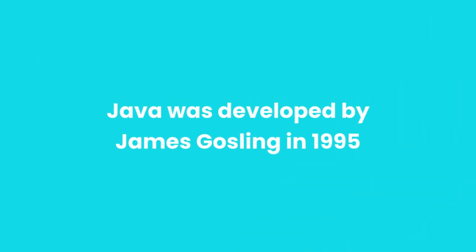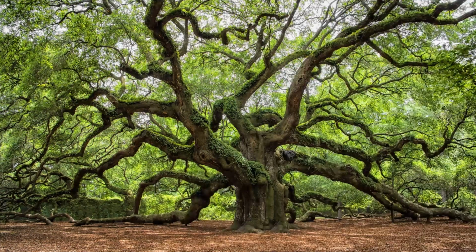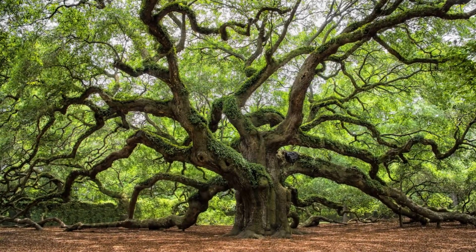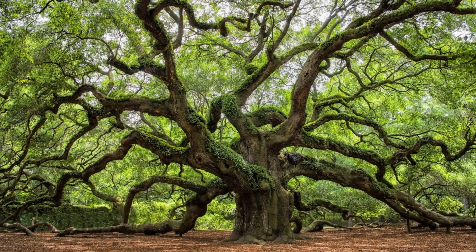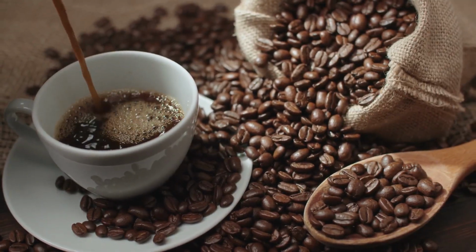Java was developed by James Gosling in 1995 at Sun Microsystems, which was later acquired by Oracle in 2010. It was originally called Oak after an oak tree that stood outside Gosling's office. Later it was renamed to Green and was finally renamed to Java, inspired by Java Coffee. That's why its logo looks like this.